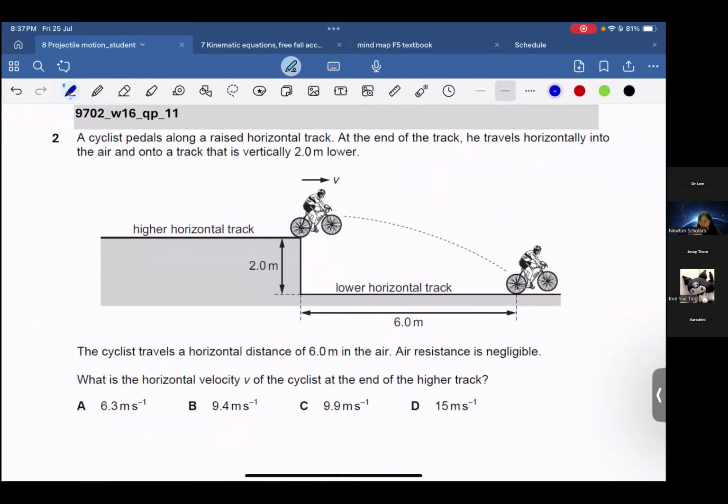He traveled horizontally into the air, and vertical. So this one is labeled Y. Vertical is Y. This one, they give you 6 meter horizontal distance. Then here, they're asking you what is your V. V here is your x-axis. So you have to find out what is your Vx? And horizontal velocity all the time will be constant, the same. So what formula can you use?